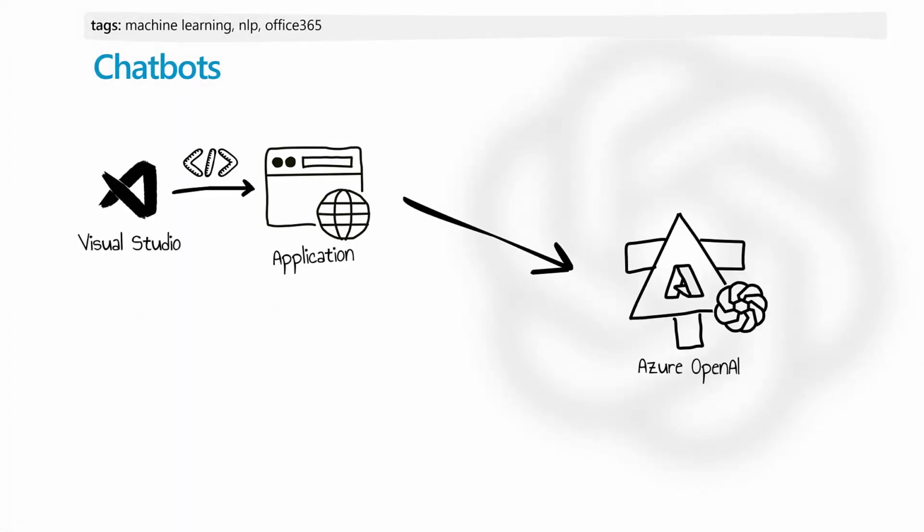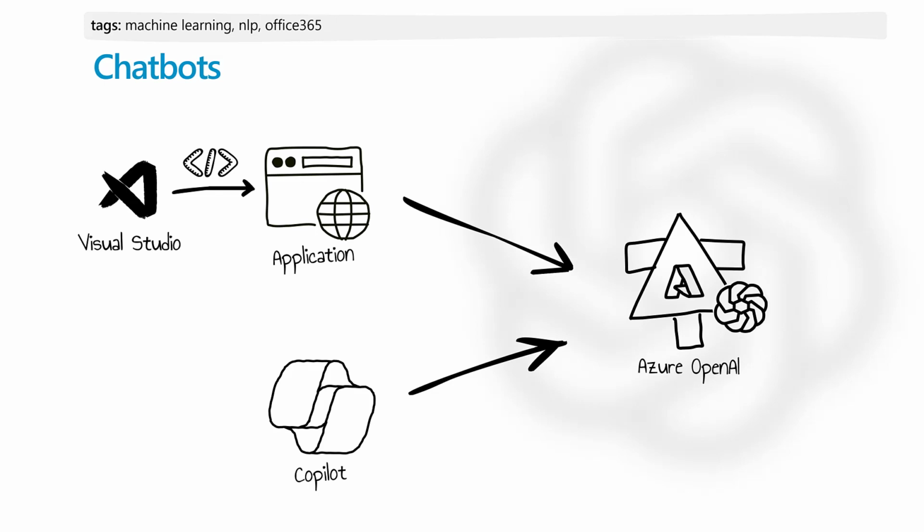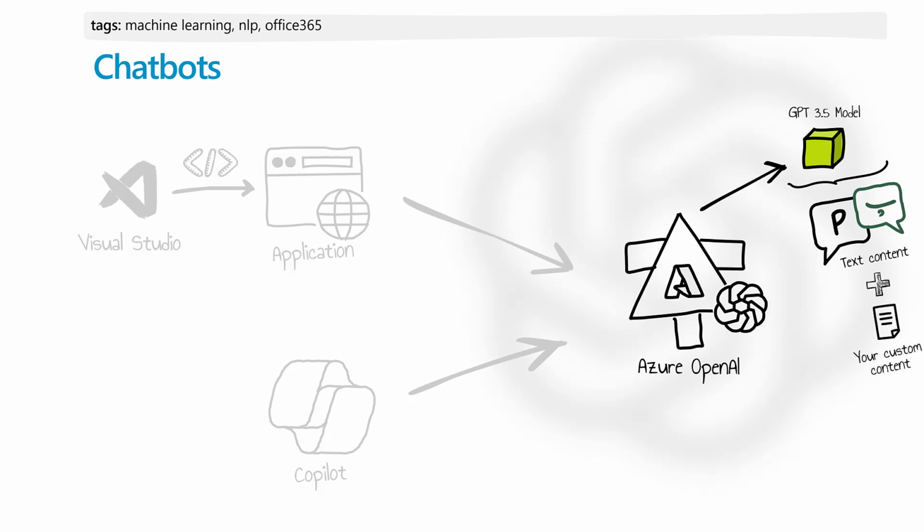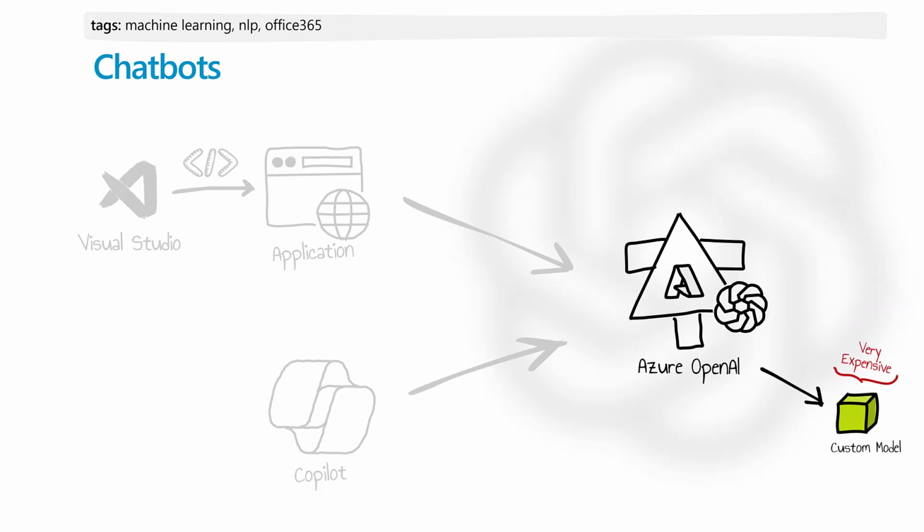The second option is to create a copilot. Regardless of how it is developed, the chatbot will use the Azure OpenAI API. The Azure OpenAI API, in turn, calls a GPT model that was trained using a large body of natural language text content. You also have the option to augment this with your own custom text content to train the machine learning model. In the specific case where you use your own custom content, it is called Retrieval Augmented Generation, or RAG. The other option is to create a custom model from scratch. However, creating a custom model is very expensive and not recommended.